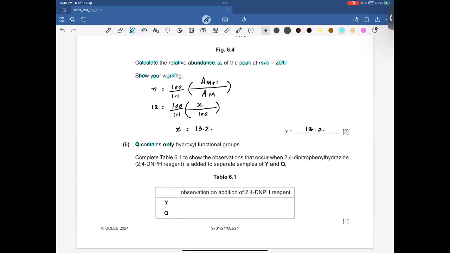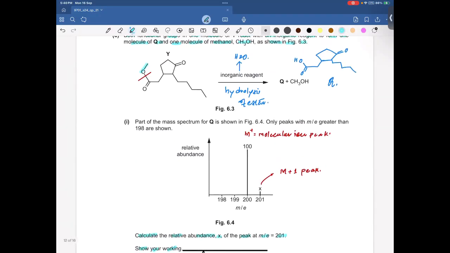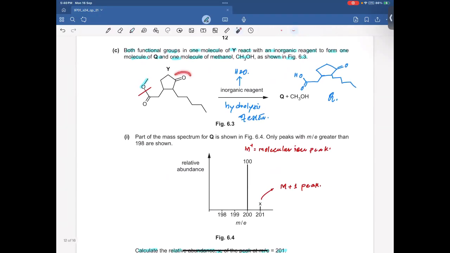Q contains only a hydroxyl functional group. Complete table 6.1 to show the observation that occurs when 2,4-DNPH, or 2,4-dinitrophenylhydrazine reagent, is added to separate samples of Y and Q. Where is Y? This is Y, and it contains a ketone, so it can react with 2,4-DNPH, giving a yellowish orange precipitate.